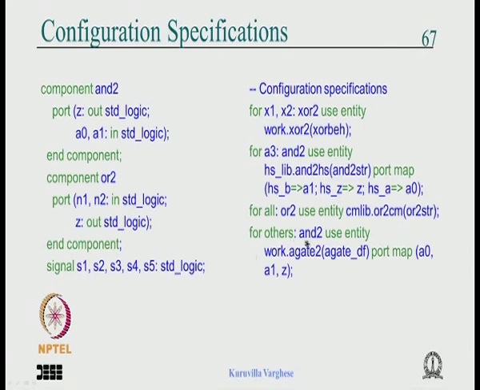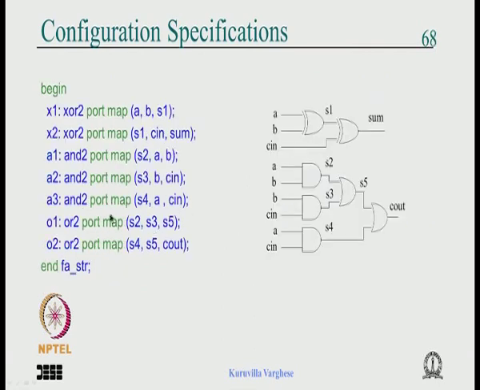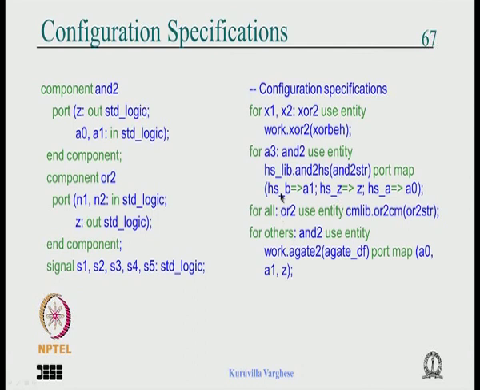For the others AND, that means here we have used only for A3, for all other AND use the particular library, entity, architecture, and the port map is done to change the port mapping. So that is how the configuration specification is done, wherein the instantiated components are bound to particular library, packages, entity and architecture. Okay.